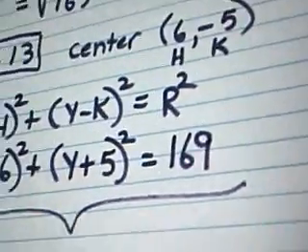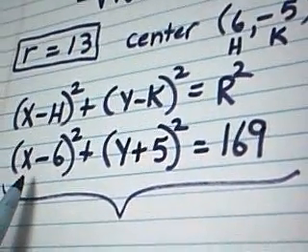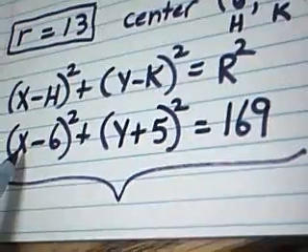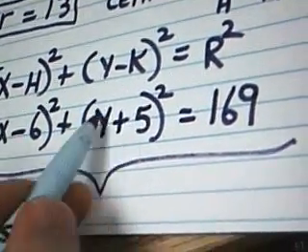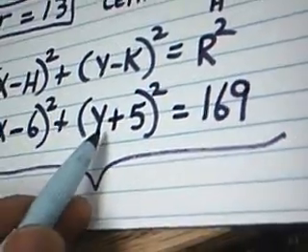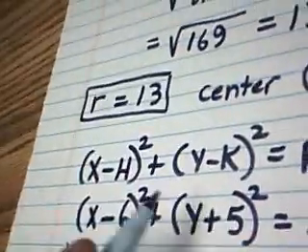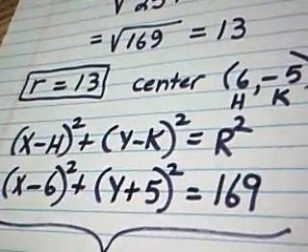And a very quick way to double check it. What would make this quantity become 0 would be if x were 6. Bingo. What would make this become 0 is if y were -5. Bingo. And the square root of 169 is 13. So it's just a cool way of checking that your equation's correct.